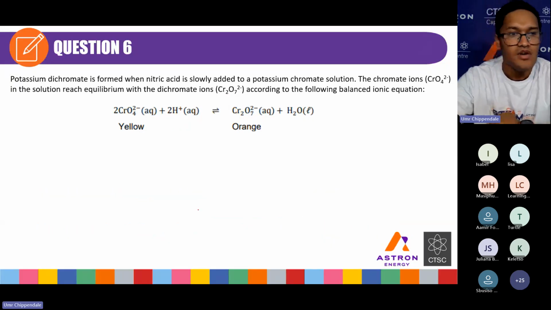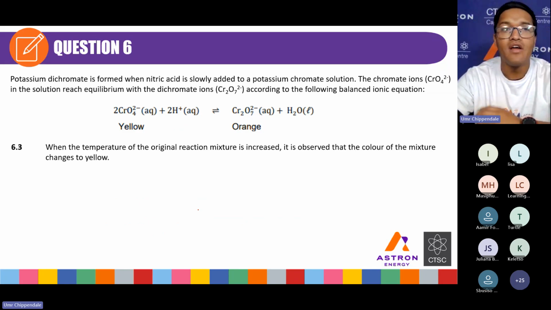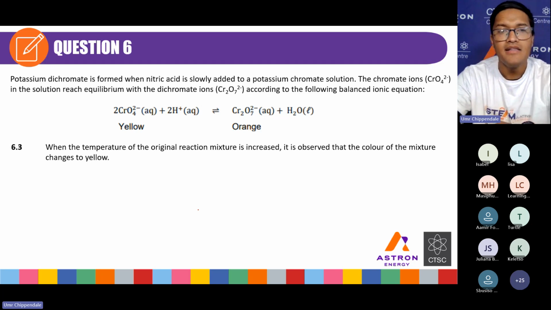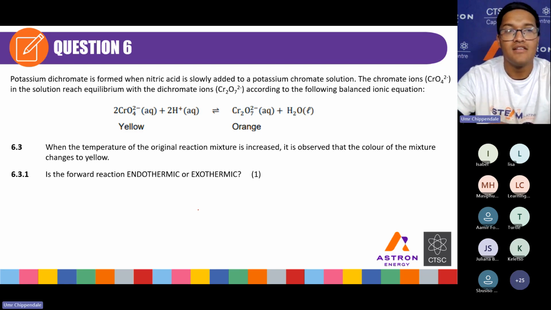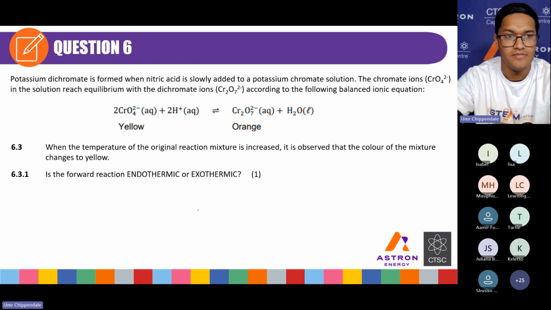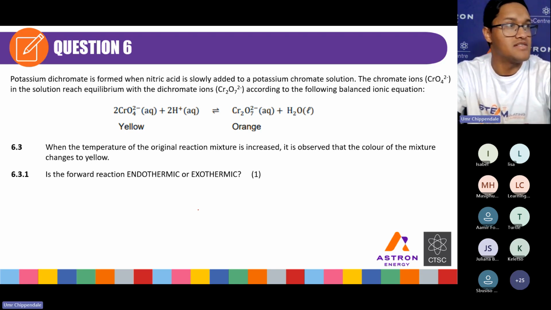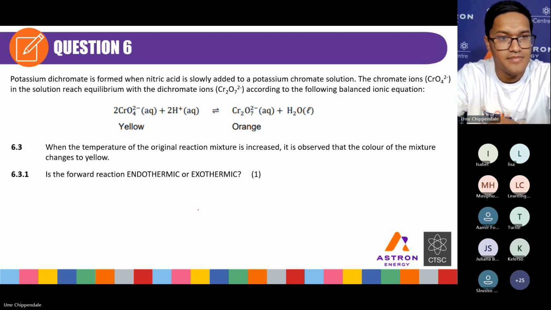Now, moving on to 6.3. When the temperature of the original reaction mixture is increased, it is observed that the color of the mixture changes to yellow. Is the forward reaction endothermic or exothermic? And that's going to be worth 1 mark. So now answers in the chat. Is this now going to be more endothermic or exothermic?